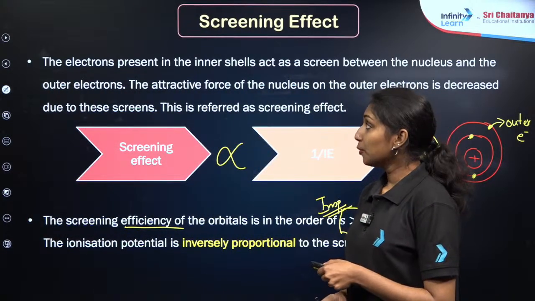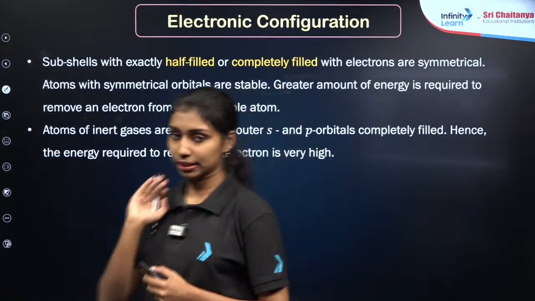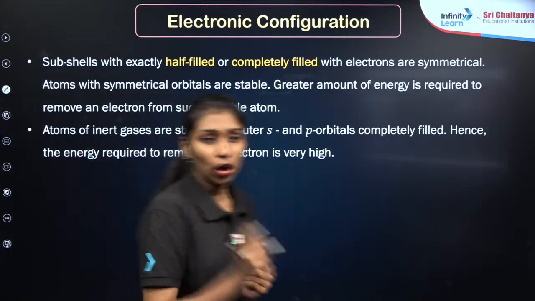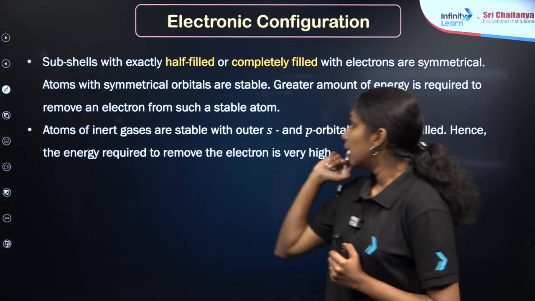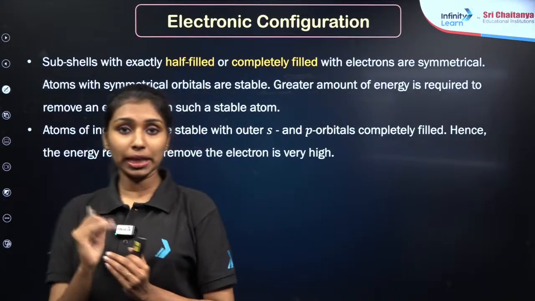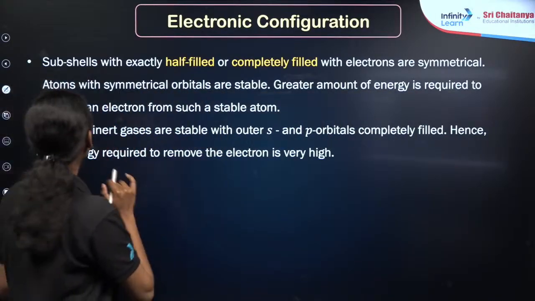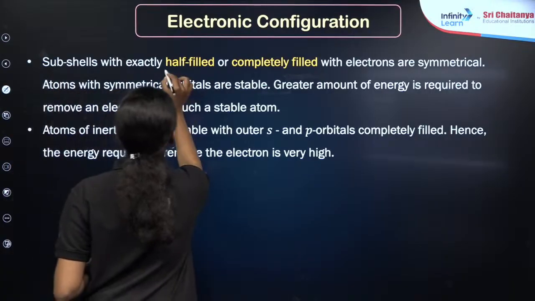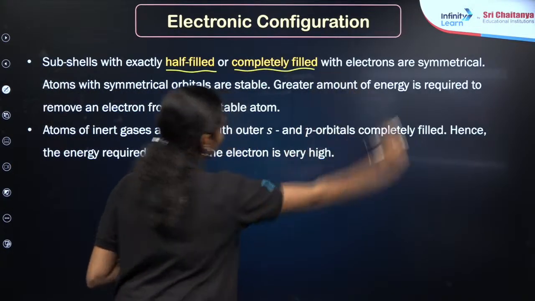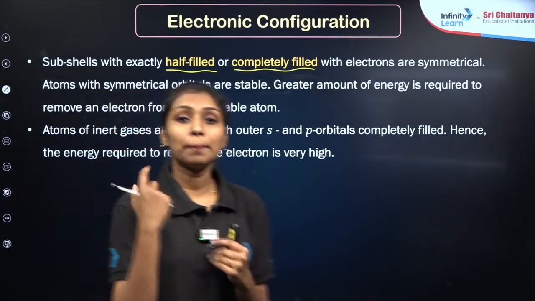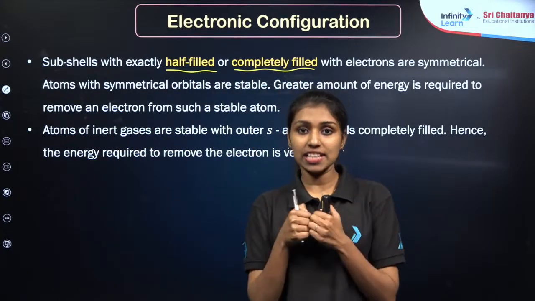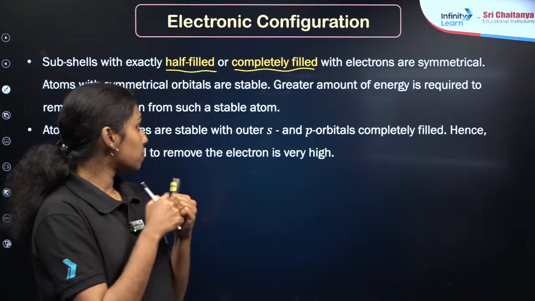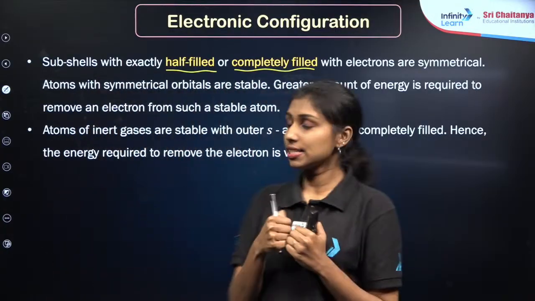Now I am moving to the next factor that affects the ionization energy, that is the electronic configuration. For example, if I am taking any noble gas or other elements, sometimes the subshells are already half filled or completely filled. If it is completely filled or half filled, there will be high extra stability, right? In order to remove an electron from a highly stable atom or element, it will require more energy, right?